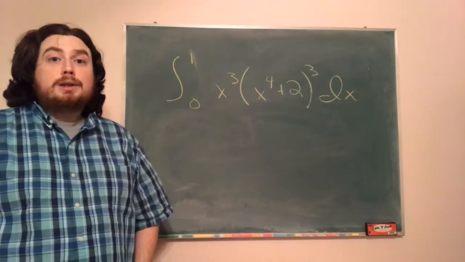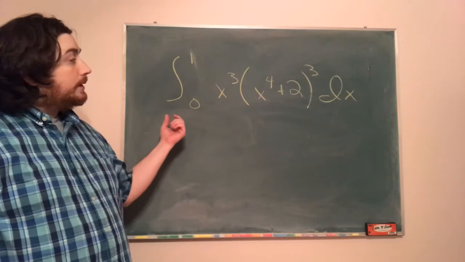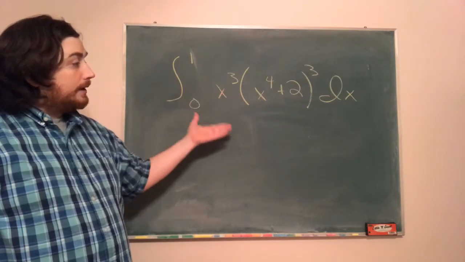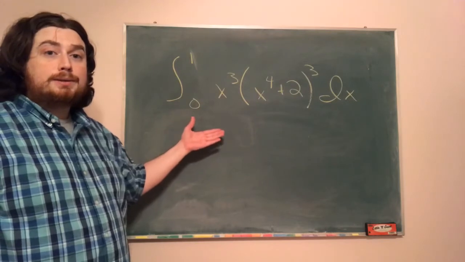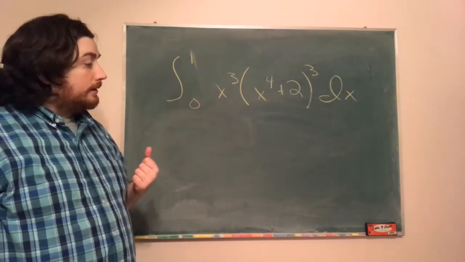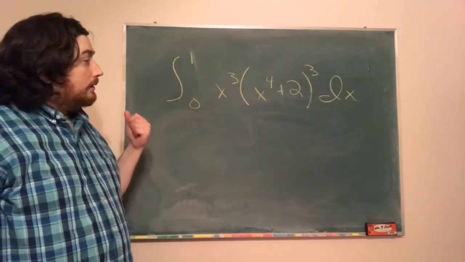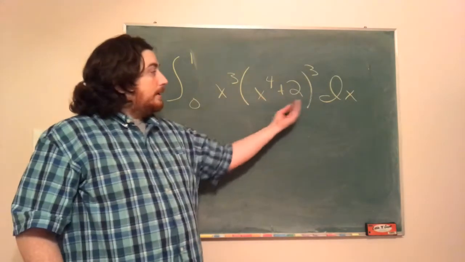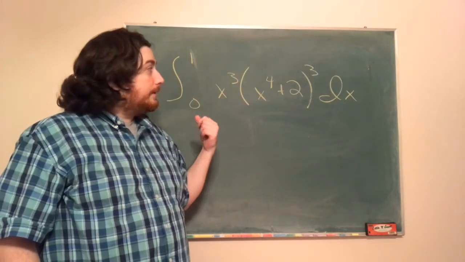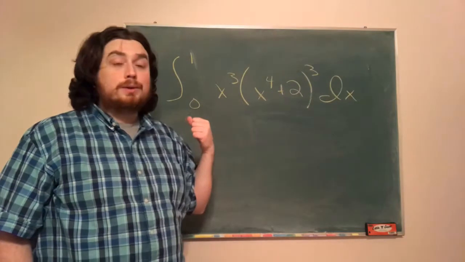So now as we look at this, I would point out first that if we did want to integrate this, the goal is to find an antiderivative, to evaluate at 1, and then subtract off evaluating at 0 in order to get the area under the curve. Now, we have a couple options. We can multiply this out and actually distribute the x cubed over the (x to the fourth plus 2) cubed.